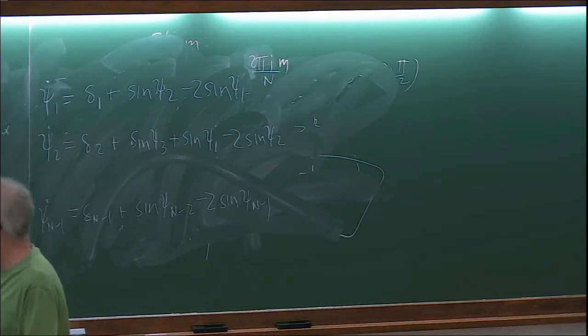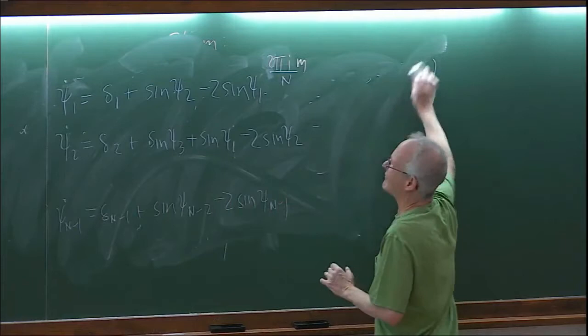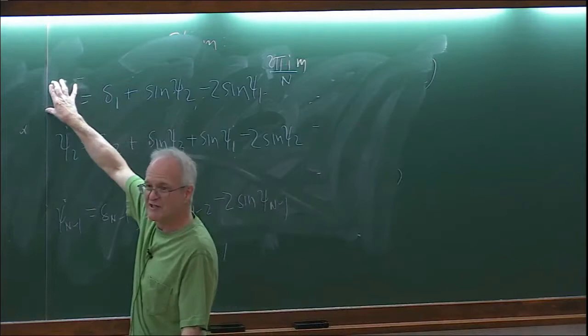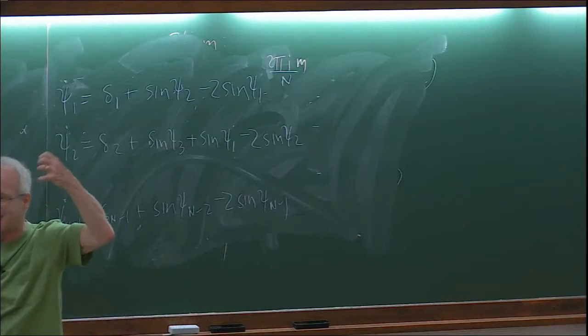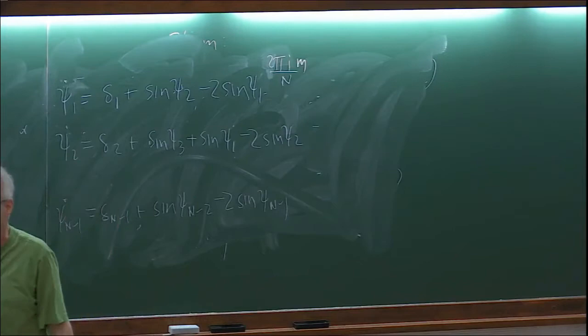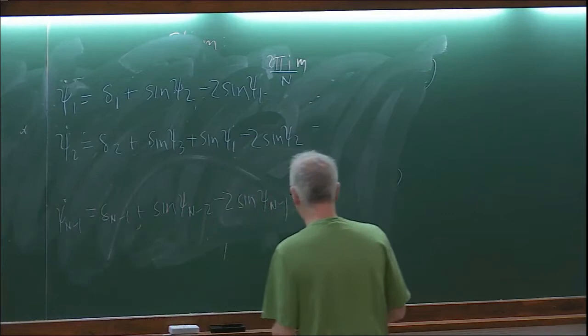So now, here's the really fun part. Let's suppose we find phase lock solutions to this. Phase lock solutions to this are psi 1 dot, psi 2 dot, and so on are zero, right? Because the phase difference of these has to be constant. We got rid of the omega, basically, by subtracting successive guys. Phase lock solutions satisfy this.